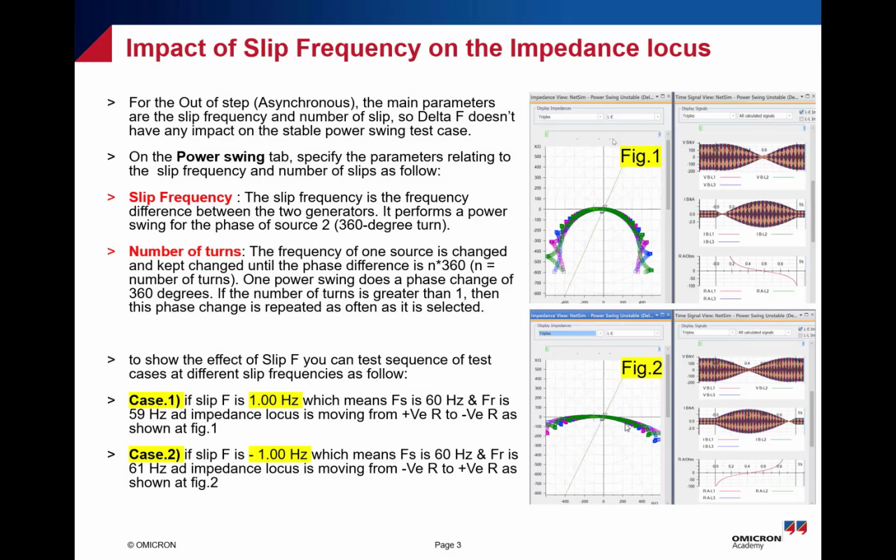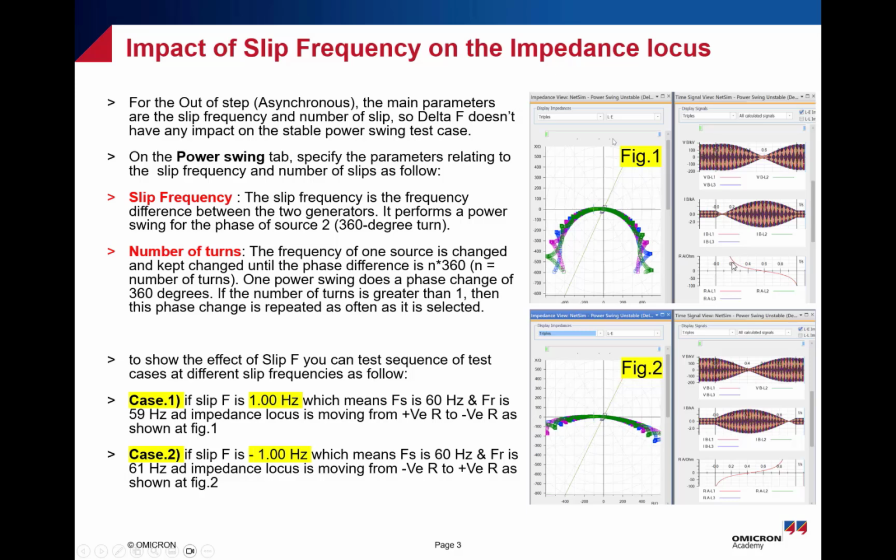There is also an effect of the slip frequency on the impedance locus. As you can see here, on the power swing tab, you can specify the parameters relating to the slip frequency and the number of slips. In case number 1, if you have a slip frequency of 1 hertz, which means the frequency of the sending source is 60 hertz, for example, and the frequency of the receiving source is 59 hertz, the impedance locus will move from the positive sign of resistive reach to the negative sign of resistive reach, as shown in figure 1.